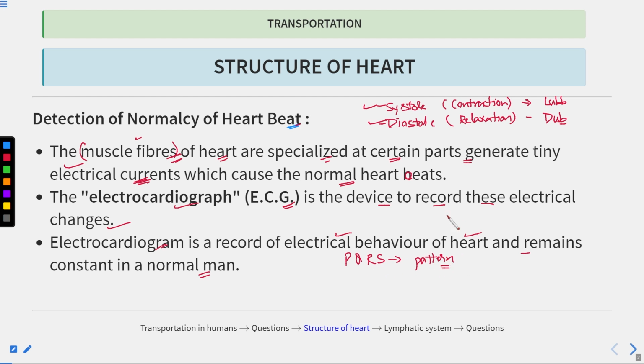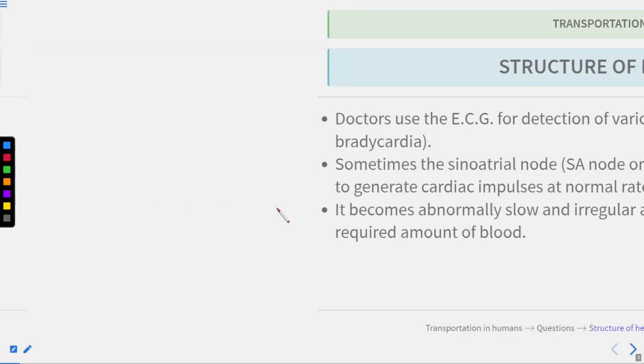If the pattern is normal, then you can say the person has a normal heartbeat. If there are changes in this pattern, that can be detected in the electrocardiograph, and you can say the person needs some medication. This is known as the electrocardiogram, and this process is known as electrocardiography. What happens in electrocardiography? These peaks are generated on a grid paper. I'll show you the electrocardiogram in the upcoming slides.